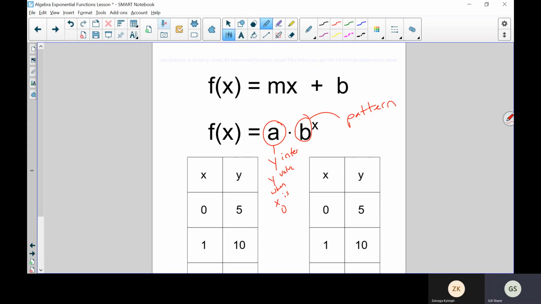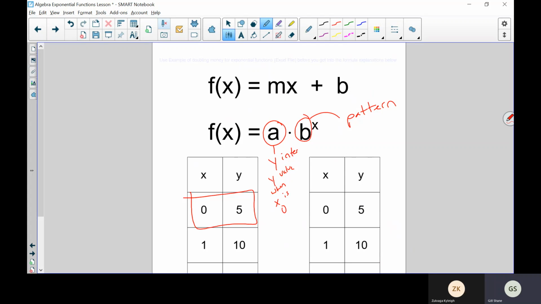Wait, what? Table on the left. What's the y value when x is 0? Table on the left. Nope, the y value when x is 0. It's right there. When x is 0, what is y? All you do is that. Right, what I just did.